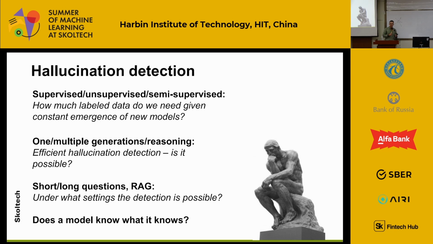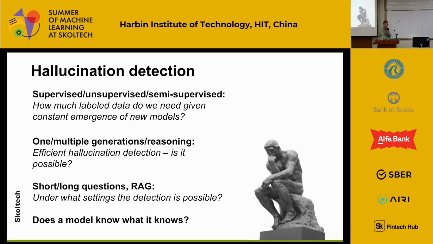Also, about efficiency one more time. We can say, okay, we can try to do something like ensembles. We generate multiple responses from a model, somehow aggregate these responses, and do hallucination detection. But again, we have an issue with efficiency, because we have much more expensive generation of the answers, and it's not something we should spend time and money on often.